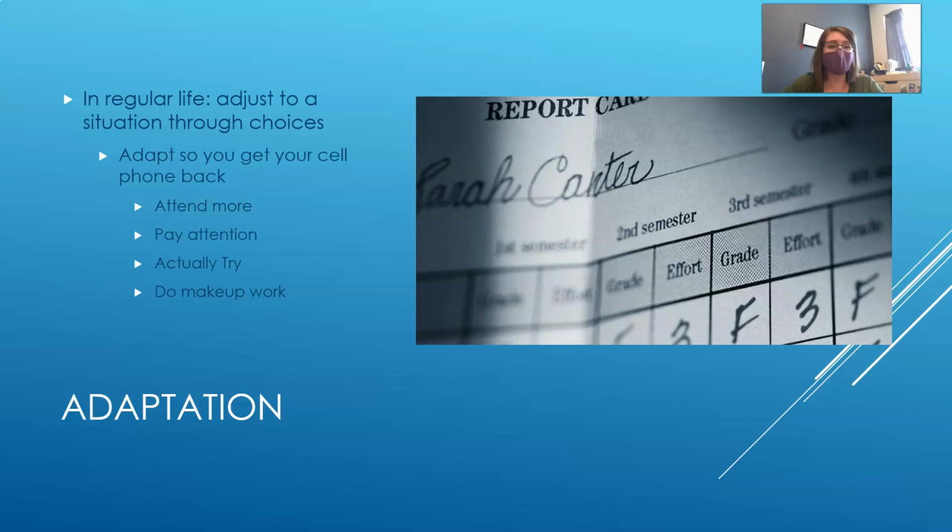And so if you, for example, had bad grades and your parents took away your phone, you would have to adapt to that situation through your choices to get your cell phone back. So there's a couple of ways you could do that.